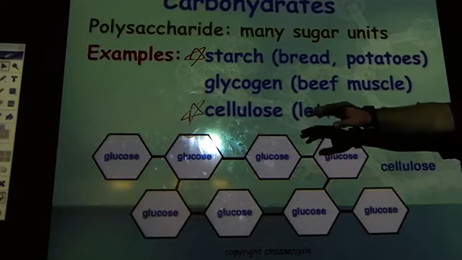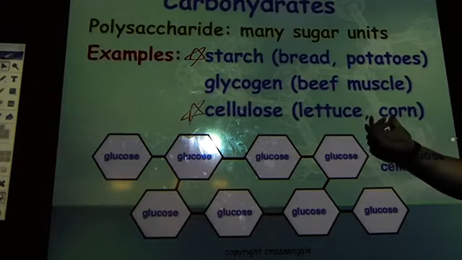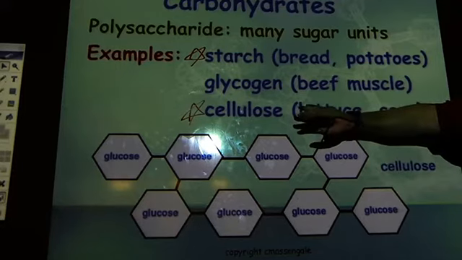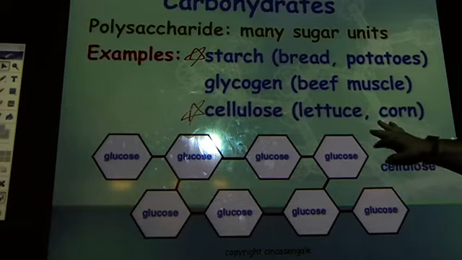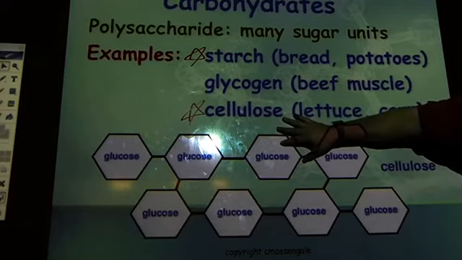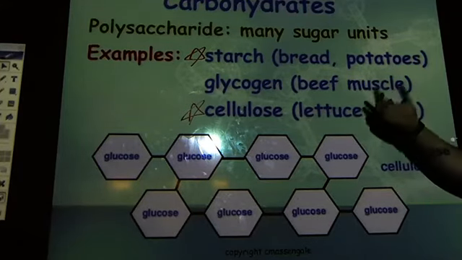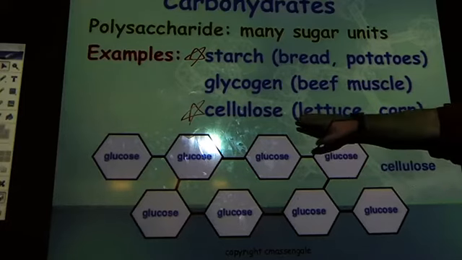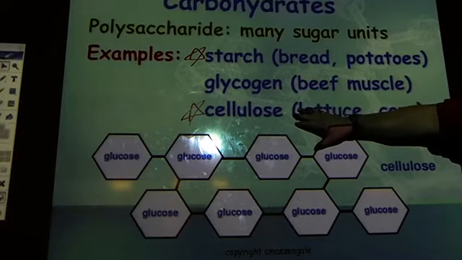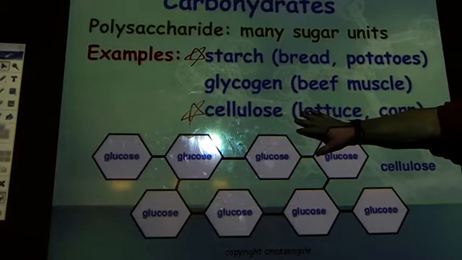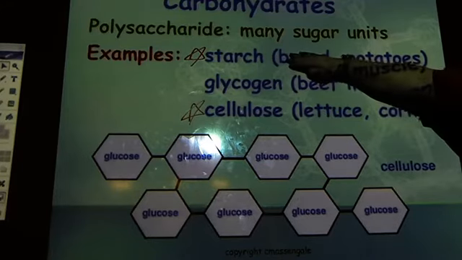Now, one person last period said, but wait, I also eat lettuce and corn. Okay, but they have a different type of this chain of sugars. Cellulose, we can't break down. Yes, I do eat lettuce, and yes, I eat corn, and actually there is some cellulose in potatoes. But this chain of sugars, we can't break down to get energy from. This chain of sugars, we can.